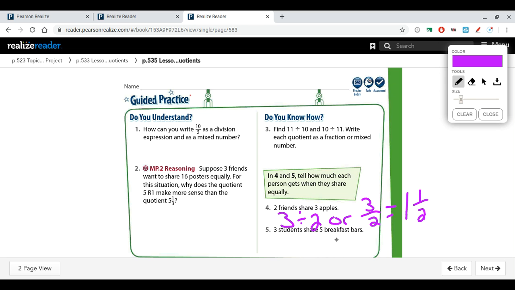3 students share 5 breakfast bars. So again, if I need to show this division, I can. But if I recognize that my fraction is going to be 5/3, I don't need to do this step. This is that scaffolding that I like to use to help you guys see what it looks like. Write it as a fraction and then turn it into a mixed number. 3 goes into 5 one time with 2 left over. So my answer is going to be 1 2/3. Double check to see if I'm in lowest terms for both of those. 1/2 is lowest terms, 2/3 is lowest terms. So there are my answers for that problem.